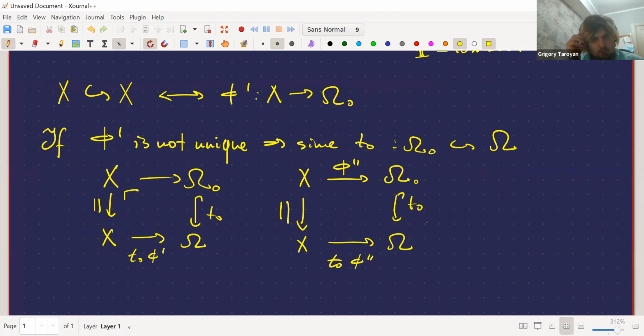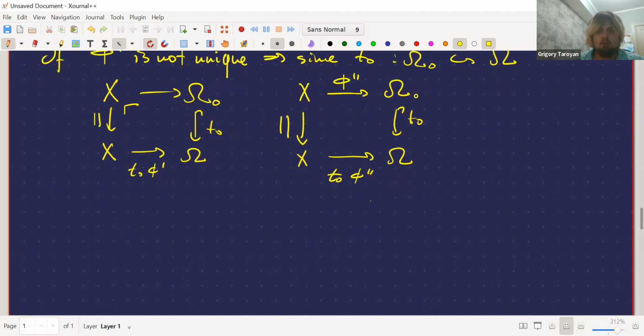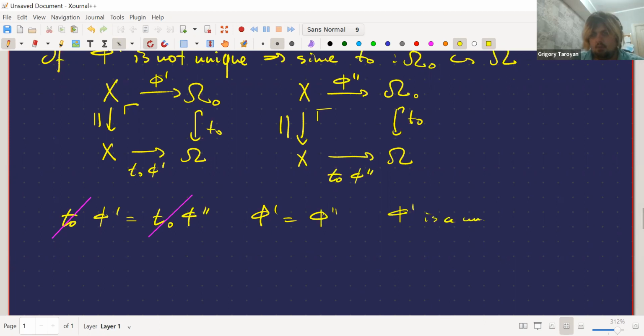But since actually we have a pullback square, it implies that these two things here are the same. So T0 phi prime should be equal to T0 phi 2 prime. And since T0 is monic, we can just cancel it out. And we get that phi prime is equal to phi 2 prime, which means that we actually have a unique map from any object to omega naught. Thus, omega naught is precisely the terminal object.